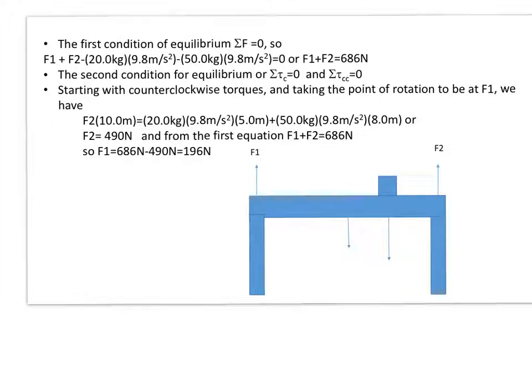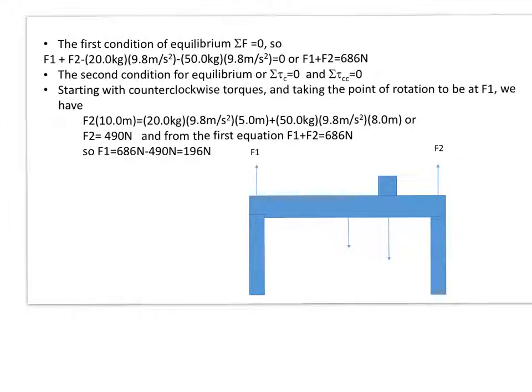All right, now remember that we're going to need both conditions for equilibrium to solve this. So we start out with the first condition of equilibrium, which says that the sum of the forces is equal to 0. Now, we said previously that the sum of the forces in the x direction and the sum of the forces in the y direction have to be 0. But in this particular case, there are no forces in the x direction. It's only in the y direction.